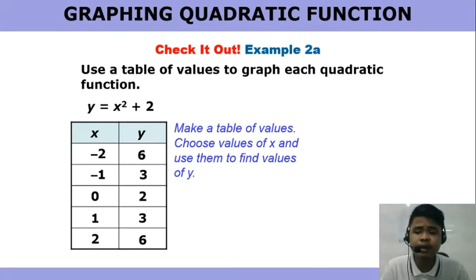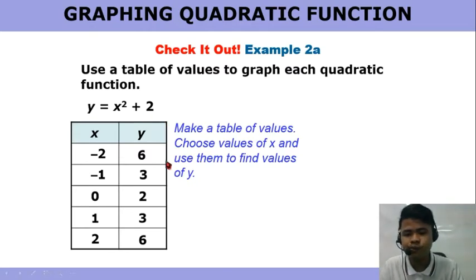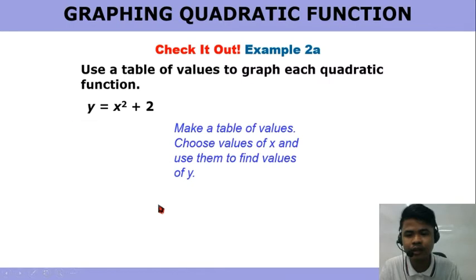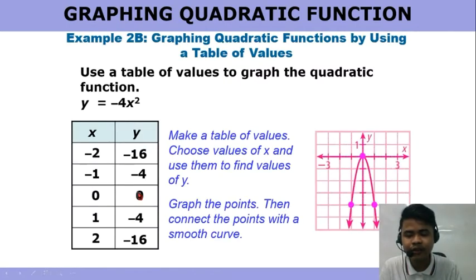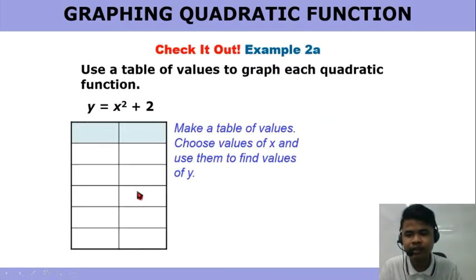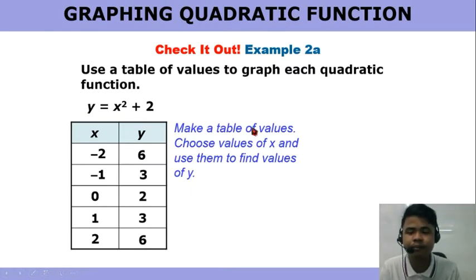Okay, bakit 6 naman ang katapat dito sa 2? It is because 2 was substituted to x, naging 2 squared plus 2 siya. 2 squared is equal to 4 plus 2, it is equal to 6. Okay, notice na nag-iba yung key value dito sa y. Okay, sa ating previous example, 0 yung y. But dito, naging 2 siya. It is because meron siyang constant term. The constant term is the y-intercept.